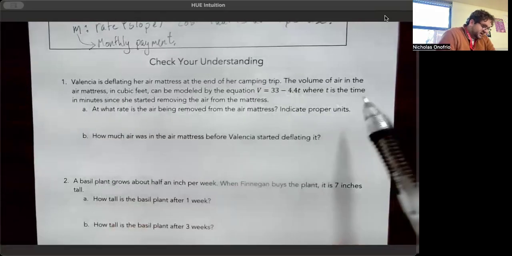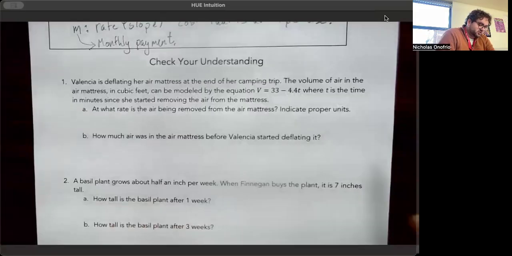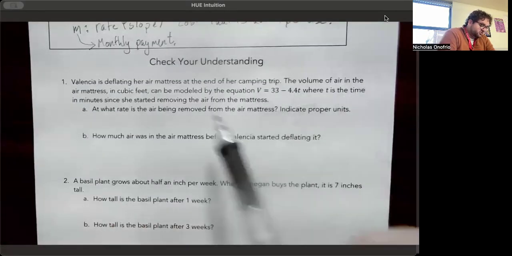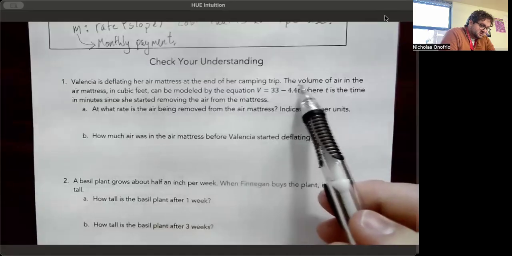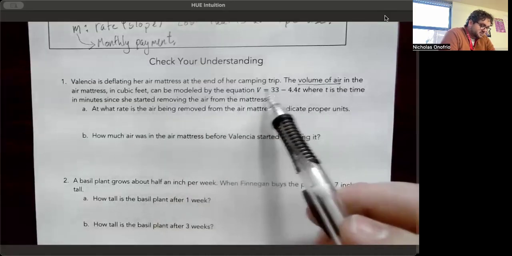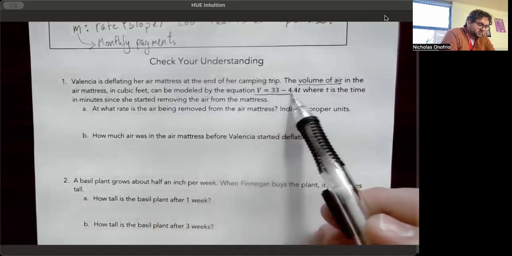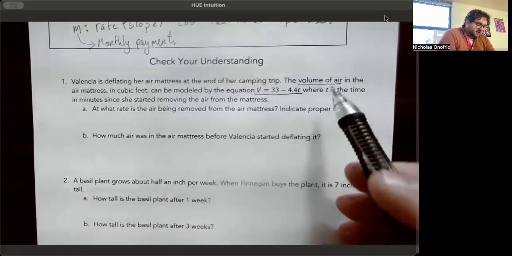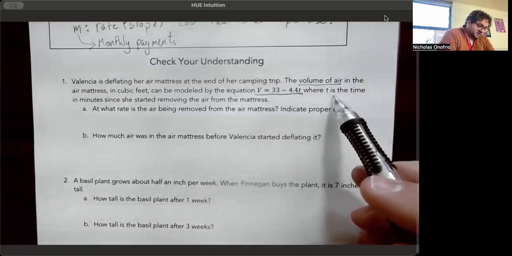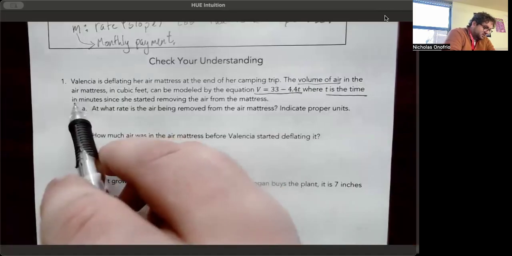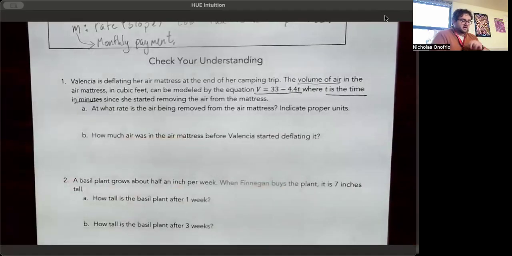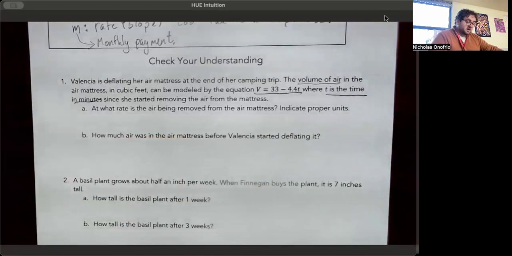Valencia is deflating her air mattress at the end of her camping trip. The volume of air in the mattress, in cubic feet, can be modeled by the equation V equals 33 minus 4.4 T, where T is the time in minutes since she removed the air from the mattress. I want you to take a second, pause the video, and try to answer questions A and B by yourself. We will be back in 3 minutes.